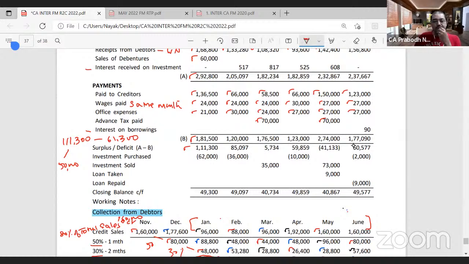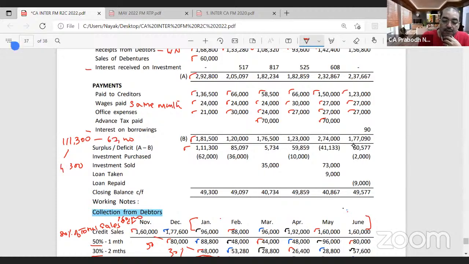I should invest. But can I invest 61,300? I can invest only in multiples of 1,000. So either I invest 61,000 or I invest 62,000. Suppose I invest 61,000, this balance will become 50,300, which I can't have. I can't have more than 50,000. So I will invest 62,000 here.